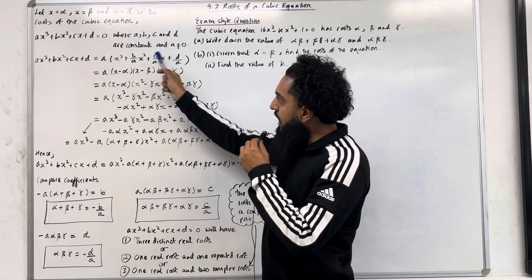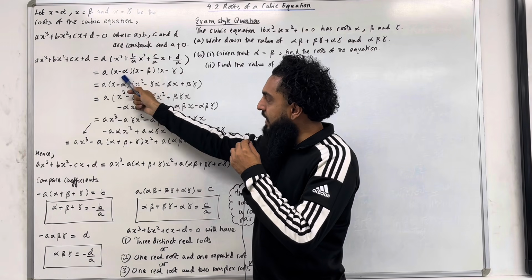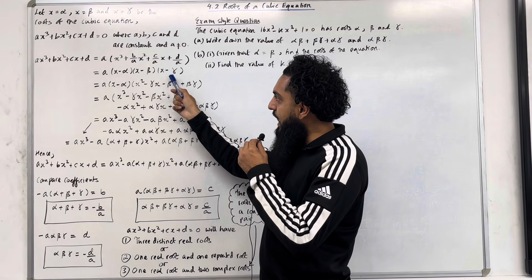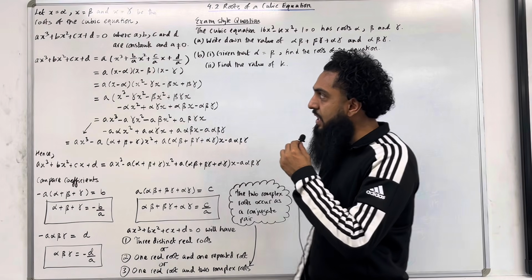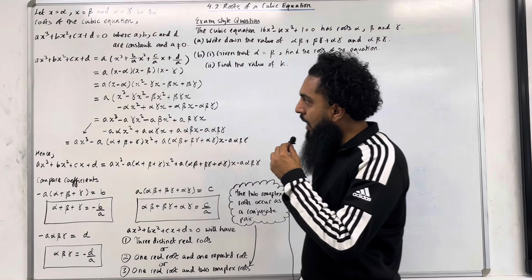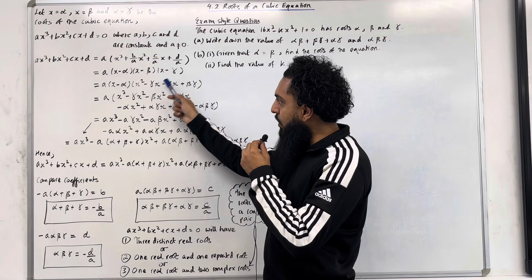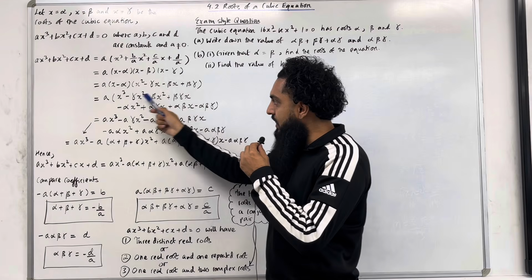Now this cubic over here can be factorized into three brackets. We have (x - alpha), (x - beta), and (x - gamma). Why? Because x = alpha, x = beta, and x = gamma are the roots of this cubic equation. We can then expand these two brackets and we get this quadratic.